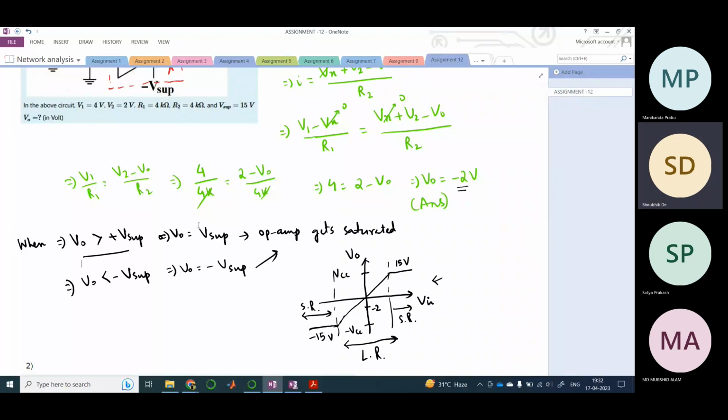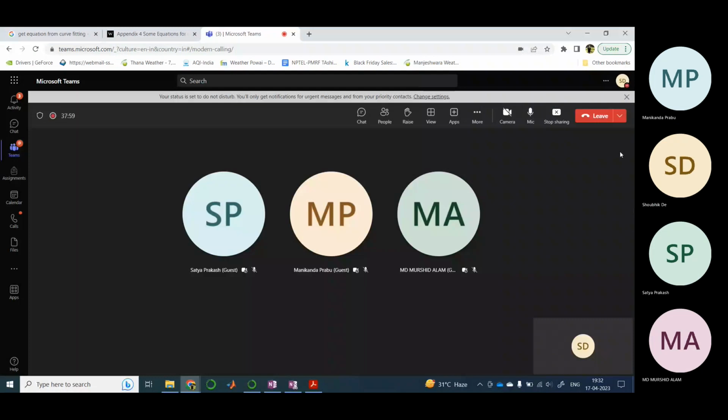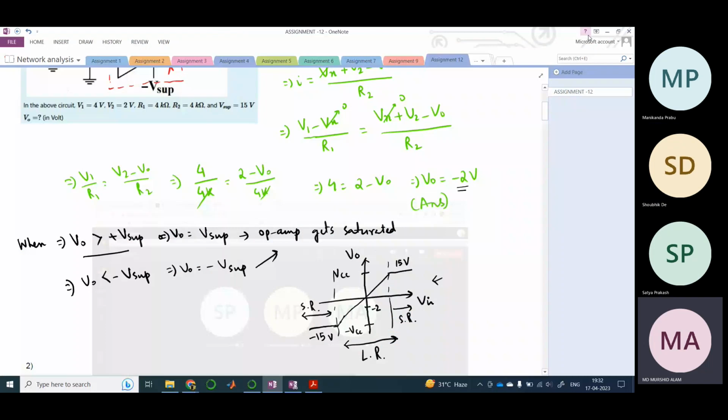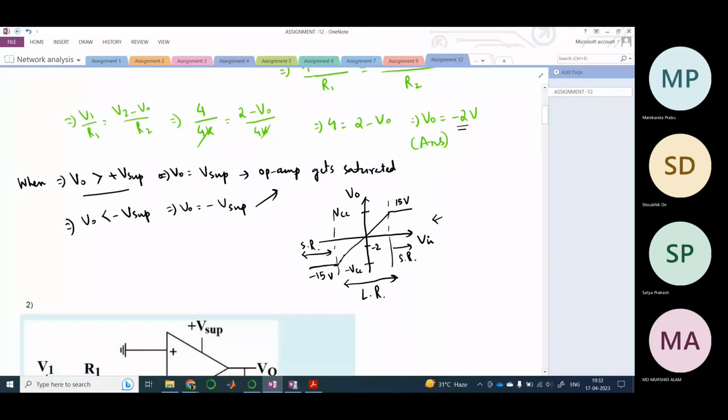And why it was mentioned. Hello? Is it clear now? Yes, sir. Rest of the guys, is it clear? Manikananda, Murshid, Alam. Yes, sir. Got it, sir. For me, it's clear, sir. Okay, fine.